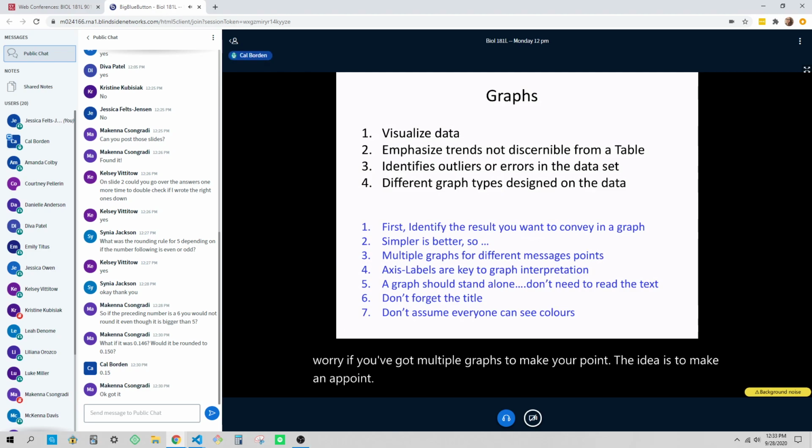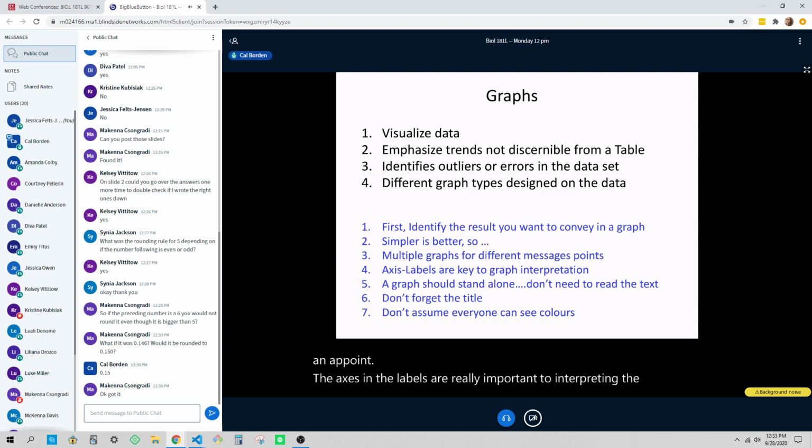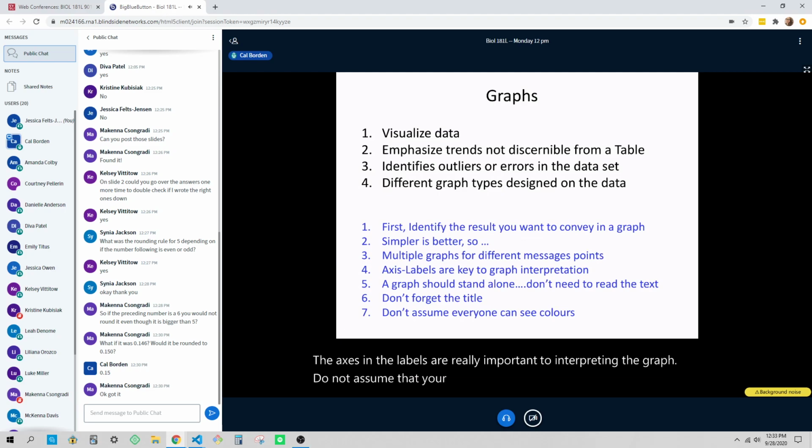Okay? The axes and the labels are really important to interpreting the graph. Do not assume that your reader, includes me when you hand this in, is going to understand what's on each axis. And in fact, I would argue, as would at least one other member of the biology department, that a graph should stand alone and that you don't need the text to understand the graph. So in other words, I can give you a graph, a figure, and I say, what does this mean? And by reading the axes and the title, you can tell me what's going on in that figure. Okay, that to me, that's a really well constructed graph. So don't forget the title.